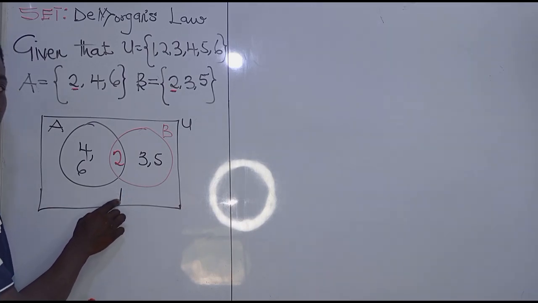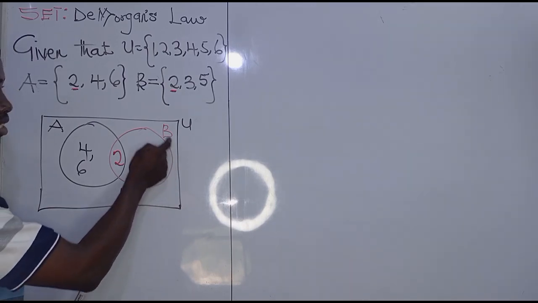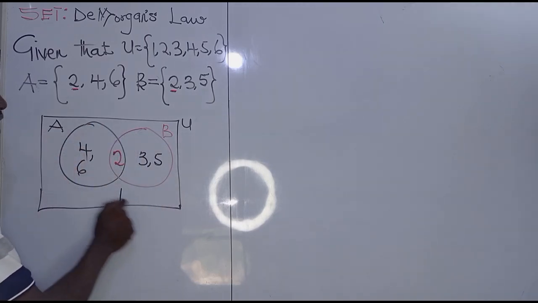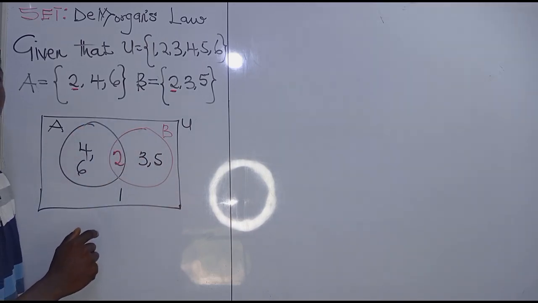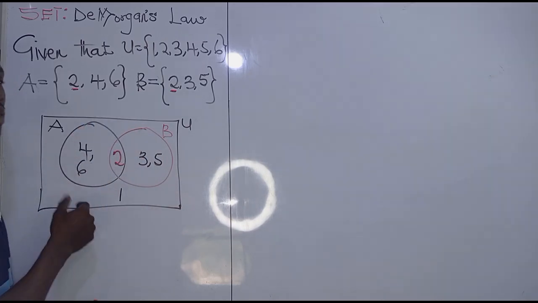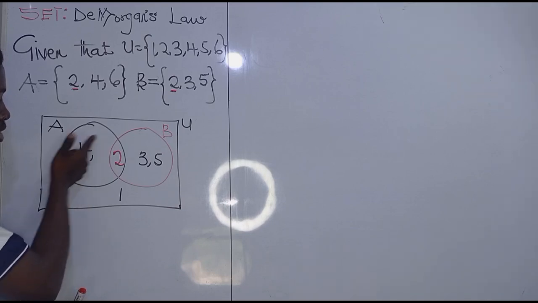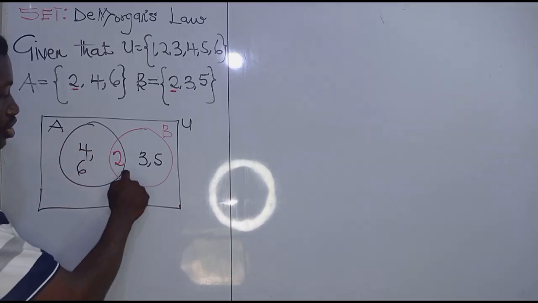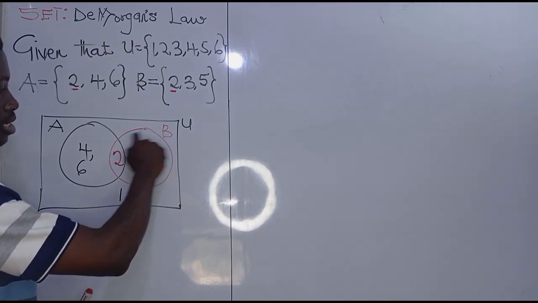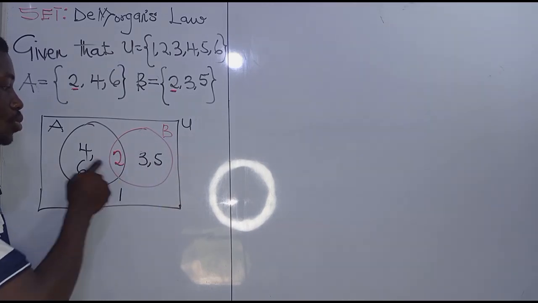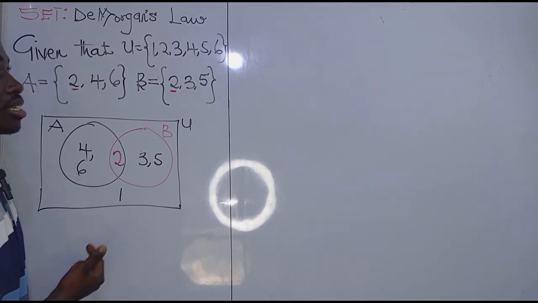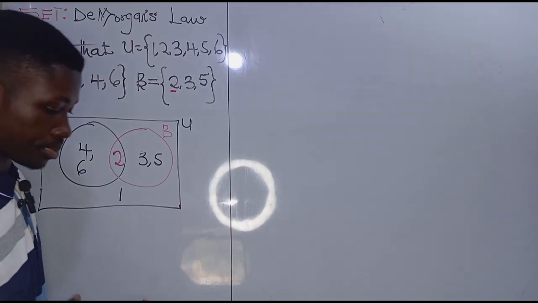So region 1 represents all those regions outside these two circles. So wherever we see region 1, we are going to shade the outside of these two circles. Wherever we see 4 and 6, it means we have to shade only this portion, A only. Wherever we see 3, 5, we are going to shade this region, B only. And wherever we see 2, we are going to shade the intersection. Now let's start with De Morgan's law.